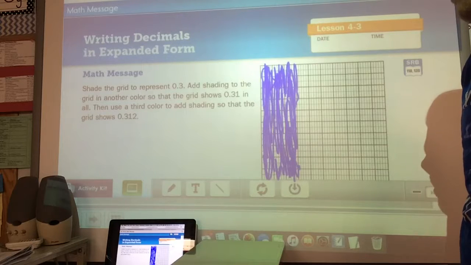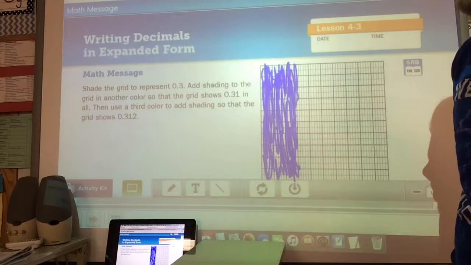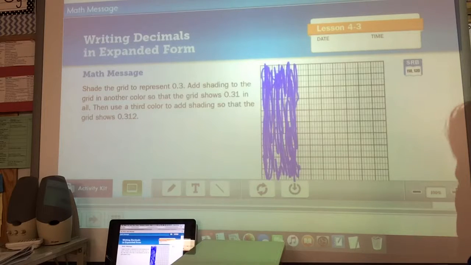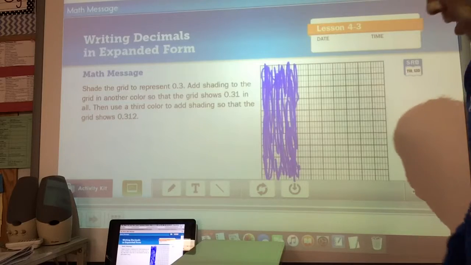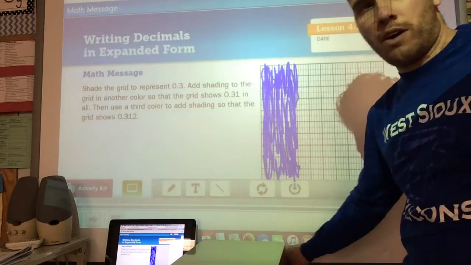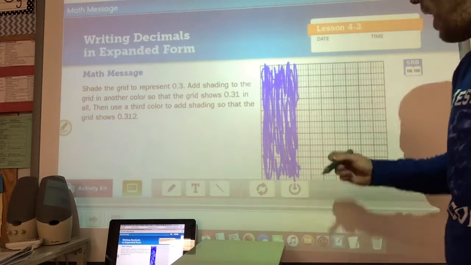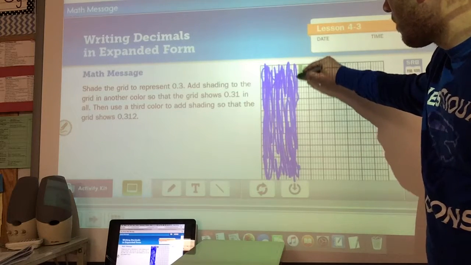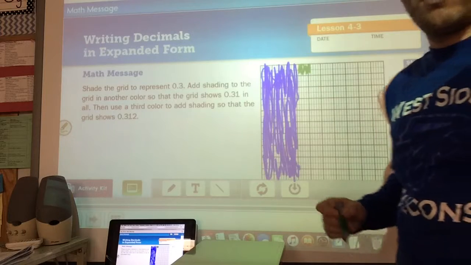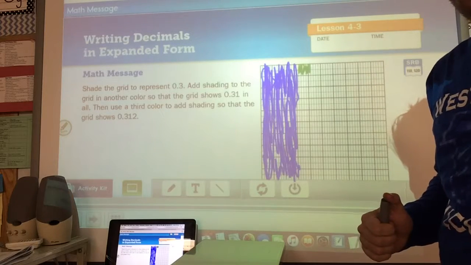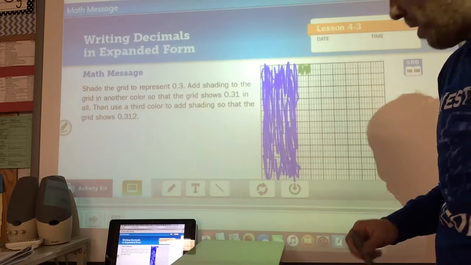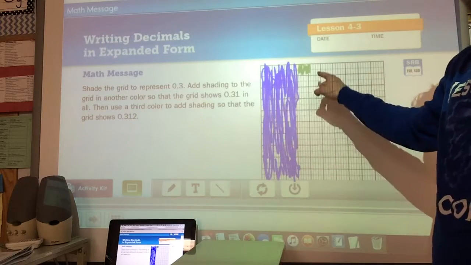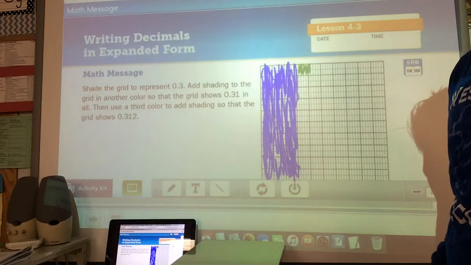Okay, then it says add shading to the grid in another color so that the grid shows 0.31. Well, we have our 0.3 already, so if I pull out another color, I could shade 1 full rectangle, because one square represents the hundredth spot. So right now we have 0.31 shaded on our grid.